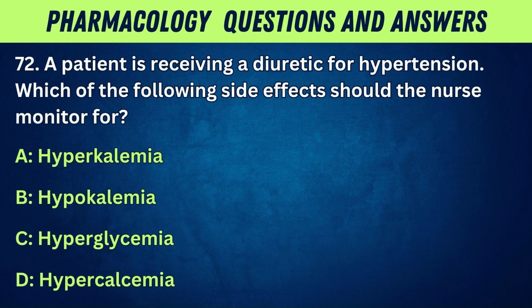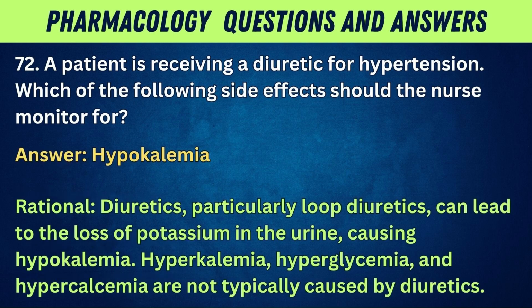72. A patient is receiving a diuretic for hypertension. Which of the following side effects should the nurse monitor for? A. Hyperkalemia. B. Hypokalemia. C. Hyperglycemia. D. Hypercalcemia. Answer: Hypokalemia. Rationale: Diuretics, particularly loop diuretics, can lead to the loss of potassium in the urine, causing hypokalemia. Hyperkalemia, hyperglycemia, and hypercalcemia are not typically caused by diuretics.